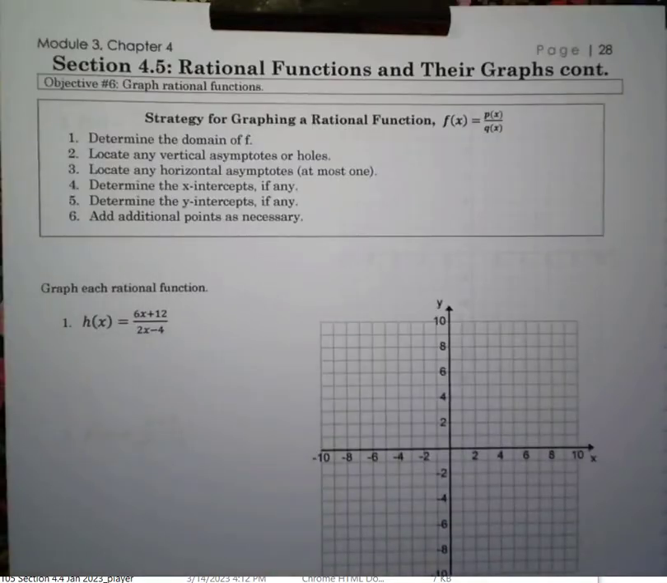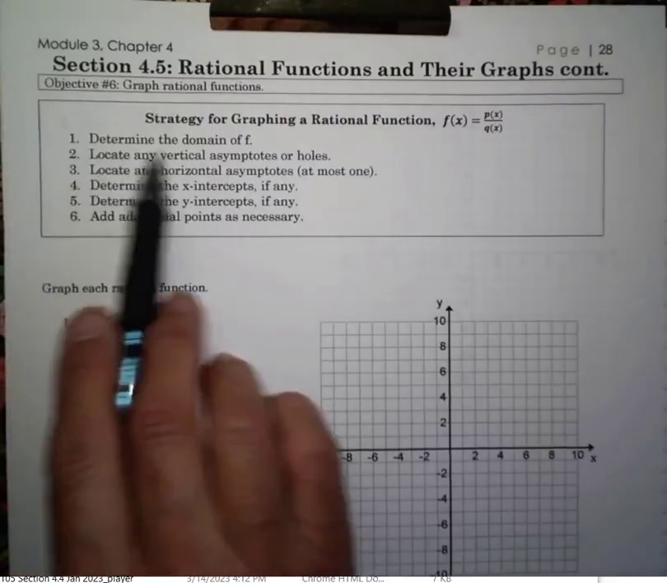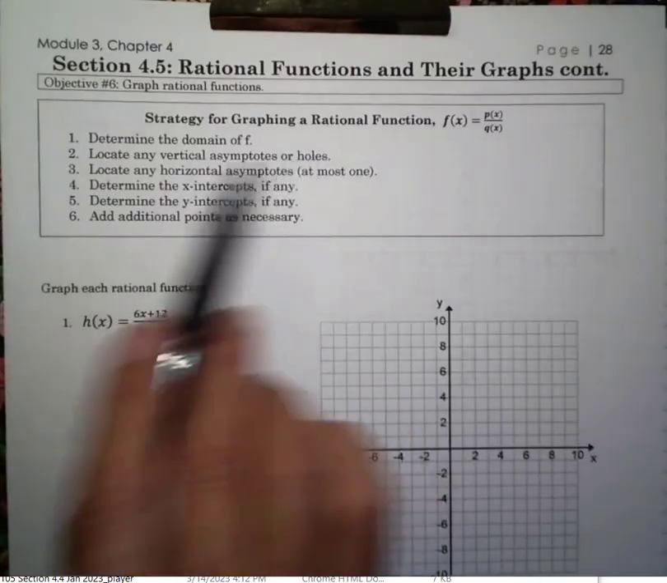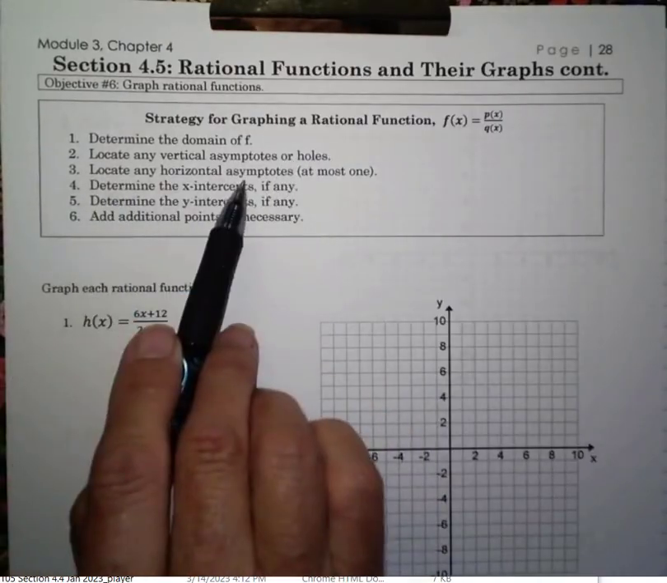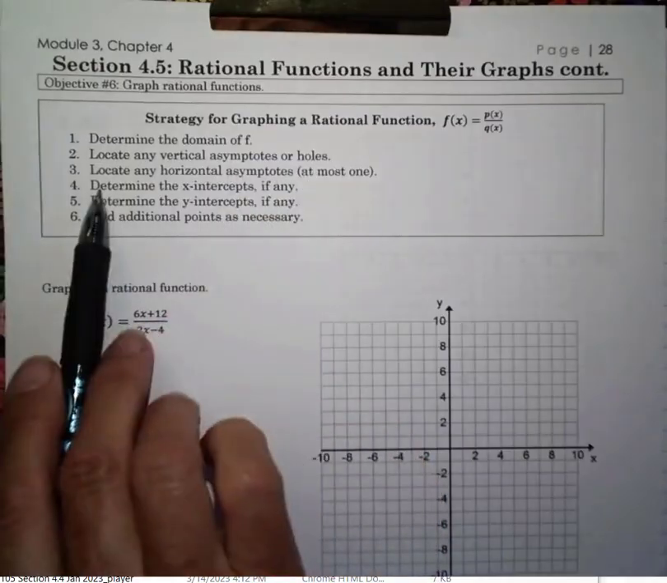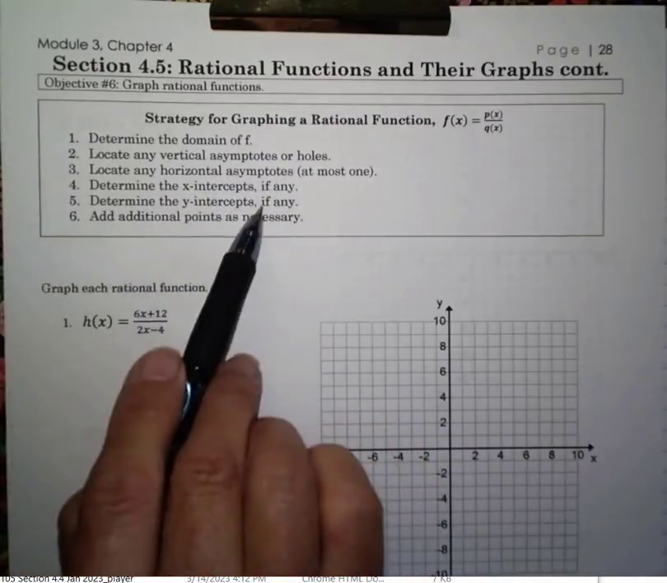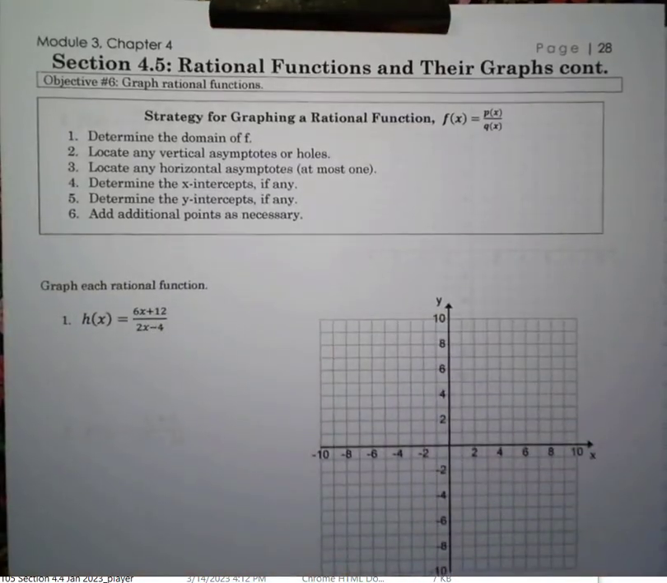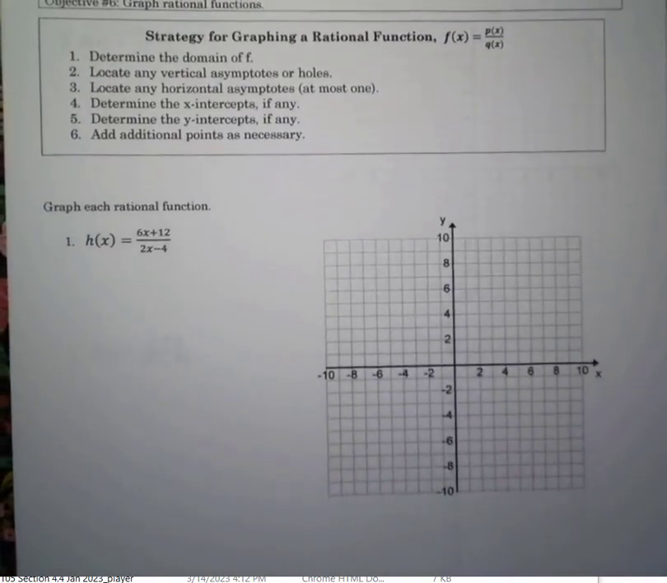Now, on page 28, we're going to start doing some more detailed analysis, and this is more like the problems you're going to be solving in My Open Math and the problems you're going to have on your test. But let's take a look at finding first the domain of our function, locating vertical asymptotes or holes if there are holes, finding horizontal asymptotes, and there's going to be at most one horizontal asymptote, and determining the x-intercepts, y-intercepts, and with them we're going to find additional points as necessary to graph these functions. So those are our steps that we're going to go through.